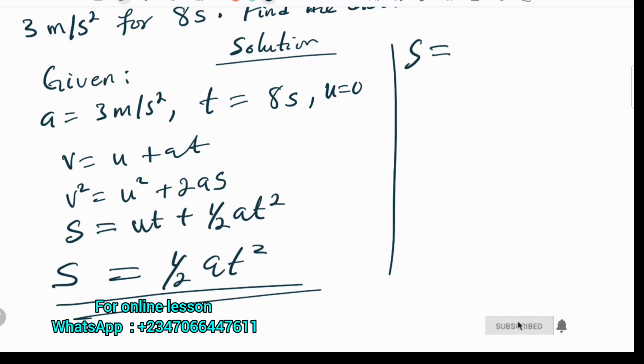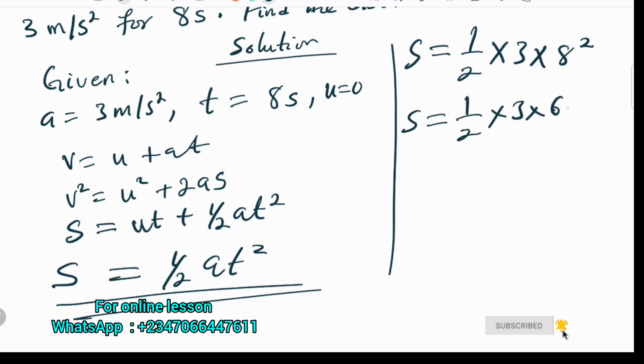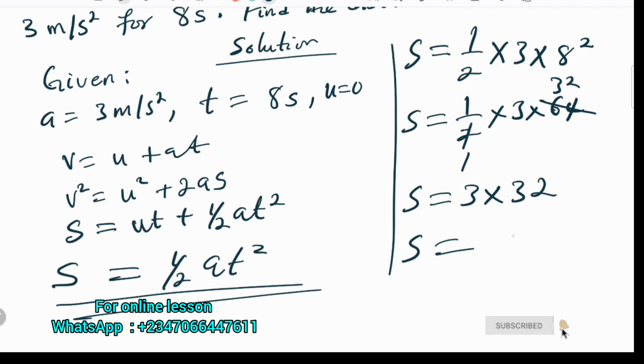So your s becomes 1 over 2 times, what is the acceleration given there? It is 3. What is the time? The time is 8. Okay, so this will now give us 8 squared. We have s equal to 1 over 2 times 3 times 8 squared, which is what? 64. Now let us cancel 2 here: 1, and 2 into 64 gives 32. So s becomes 3 times 32. So what will it give us? That is s equal to what? 96 meters. So this is the answer to this question.